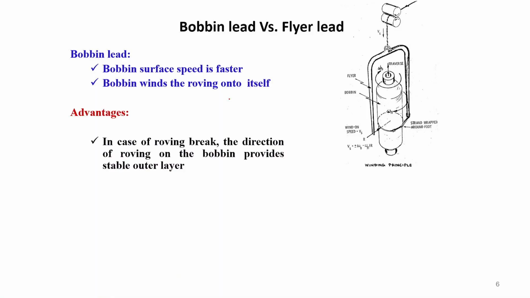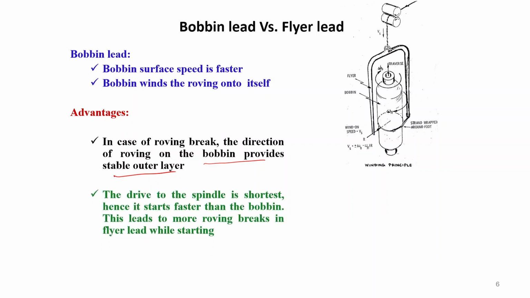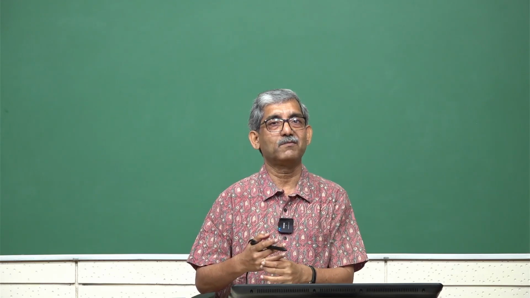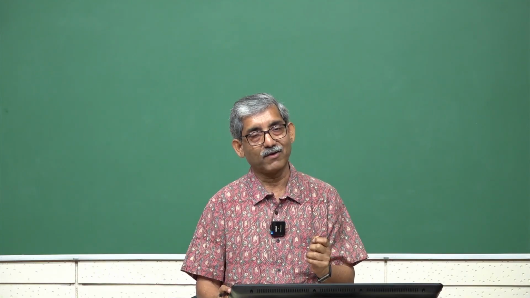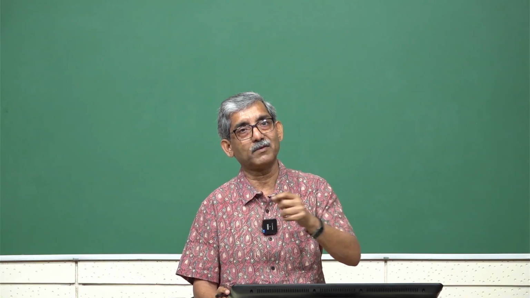The advantage in case of roving breaks is that the direction of roving on the bobbin provides a stable outer layer. So, it will not get disturbed, and the drive to the spindle is shortest. The bobbin gets drive through a long distance, which we will discuss. It goes through the cone drum, then the differential gear, and the differential gear output, then coming to the bobbin. So, it gets a longer path, whereas for the spindle or flare the drive is directly from the main shaft.